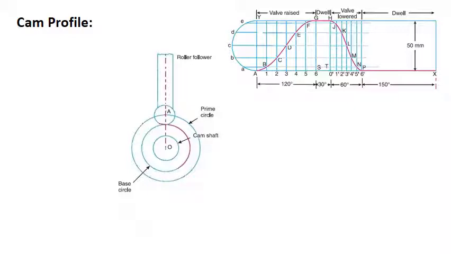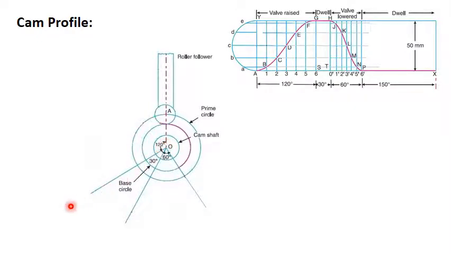Now in the next step, the rise angle of 120 degrees is there. So you keep your protractor here. From this line you measure an angle of 120 degrees in the counterclockwise direction and draw this line, and from this line again you measure 30 degrees in the counterclockwise direction and draw this line, and again from this line you measure 60 degrees for the return stroke, and draw this line. So we have drawn three lines, one at 120 degrees, second at 30 degrees and third at 60 degrees.